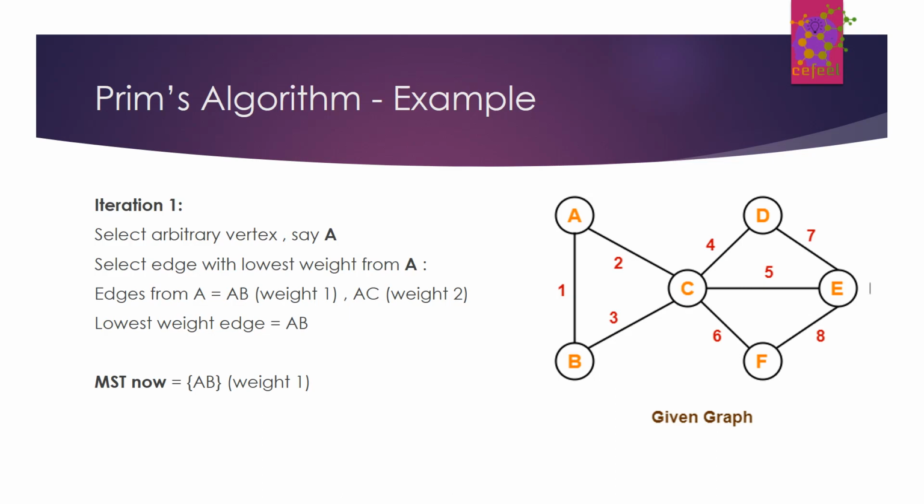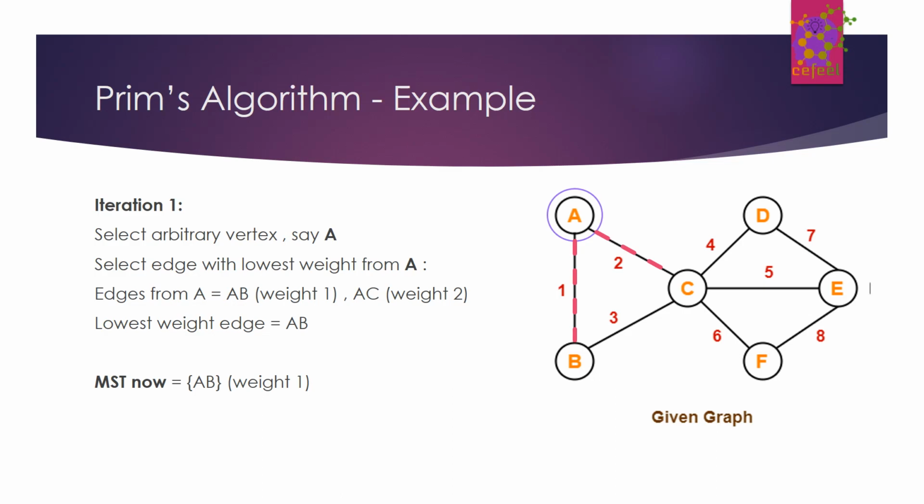So let's see what we need to do in iteration 1. As we discussed already, initially we'll pick a random vertex, but by convention we choose A, so let's say A. A is currently part of our minimum spanning tree. The next step is to see how many edges there are from our current spanning tree to the rest of the graph. From A we can see there are 2 edges, AB and AC. There are only 2 edges possible, and edge AB has weight 1, edge AC has weight 2.